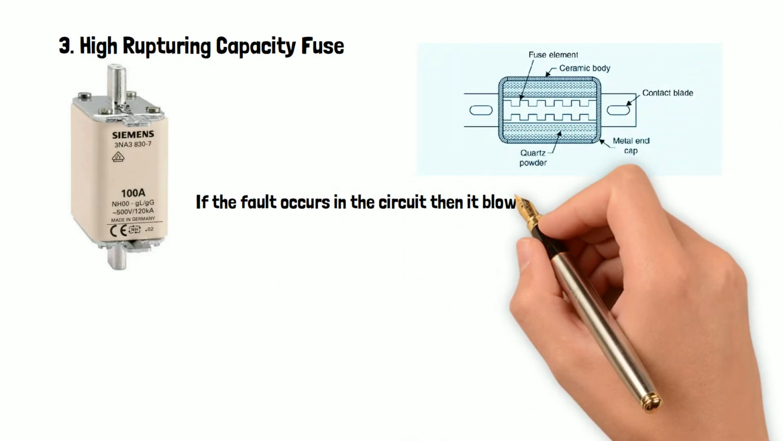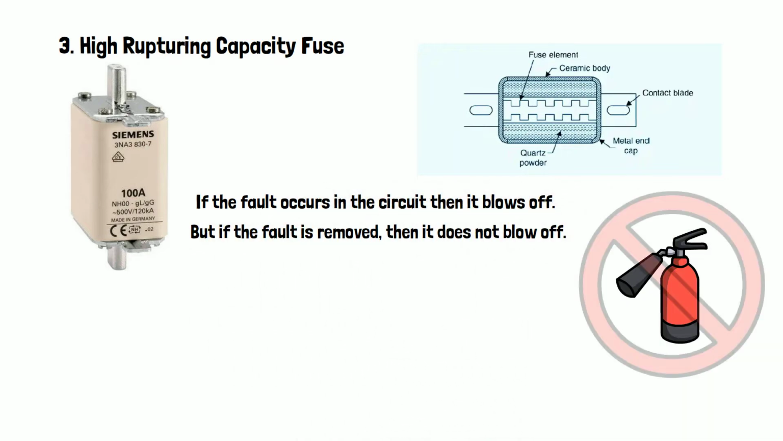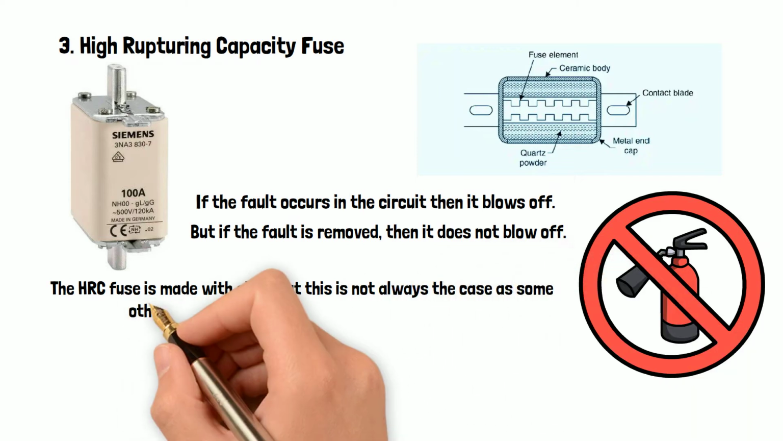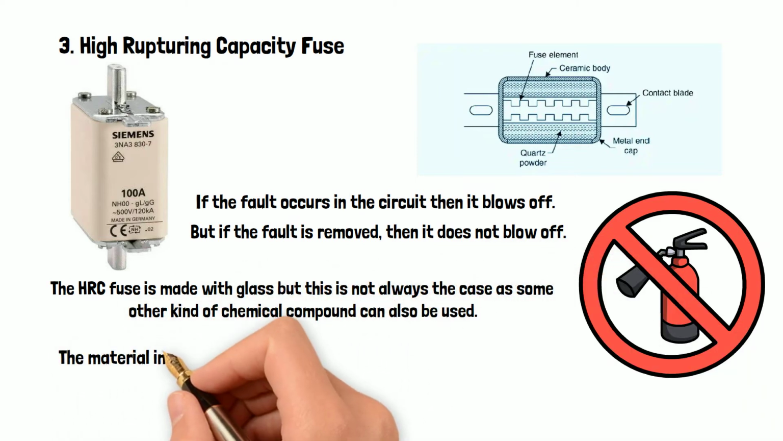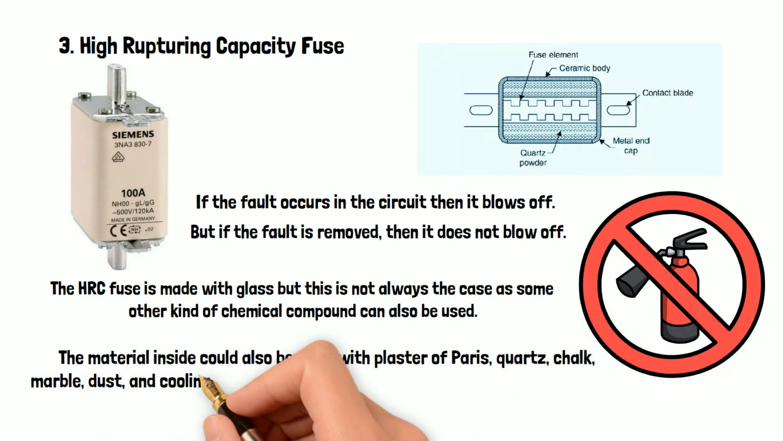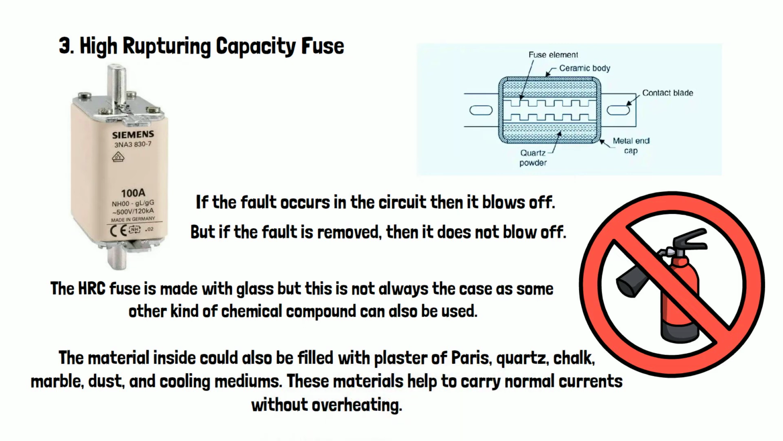If the fault occurs in the circuit, then it blows off. But if the fault is removed, then it does not blow off. The HRC fuse is made with glass, but this is not always the case as some other kind of chemical compound can also be used. The material inside could also be filled with plaster of Paris, quartz, chalk, marble dust, and cooling mediums. These materials help to carry normal currents without overheating.